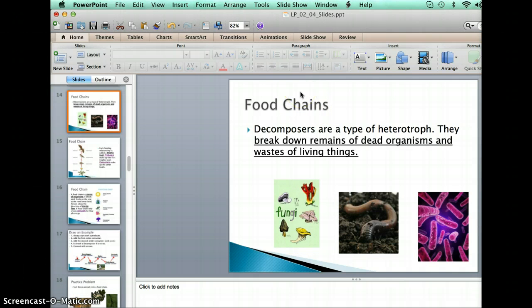Another part of a food chain is a decomposer. Decomposers are a type of heterotroph, and they break down remains of dead organisms and the waste of living things. That's going to be kind of the last part of the food chain. There are different types of decomposers. Worms are a type, and bacteria are another type. Those are the two most common types of decomposers. They feed off dead organisms, and they break them down and use that for their energy, and they help recycle waste back into the ecosystem.